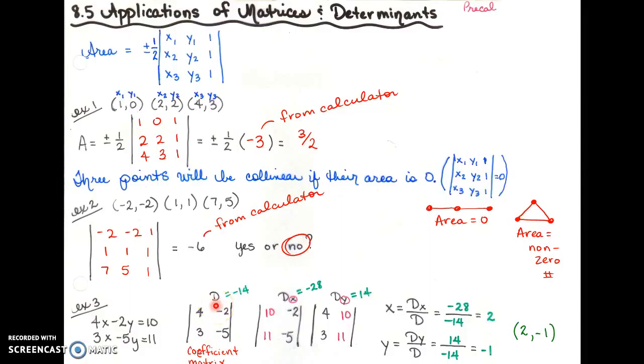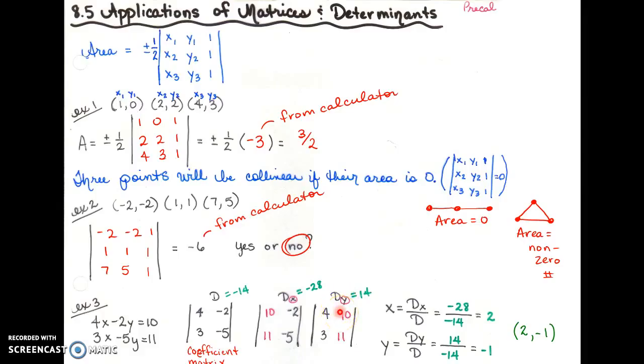I'm going to call that D. All right? Then I'm going to replace, for D sub x, I'm going to replace the coefficients of x. So the coefficients of x were 4 and 3. I'm going to replace the coefficients of x in the determinant with the only other numbers that I had, and that was my constants, 10 and 11. And again, I'm going to call that D sub x. Then I'm going to have a determinant D sub y, and in D sub y, I'm going to replace the coefficients of y, -2 and -5, with the only other values that we have, and that was the constants, 10 and 11. So we're going to call that D sub y.